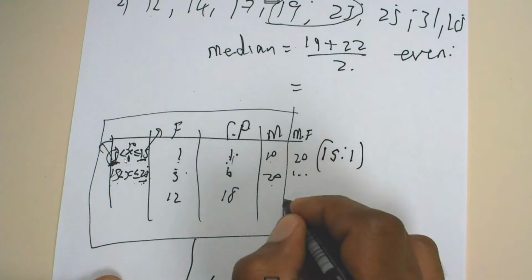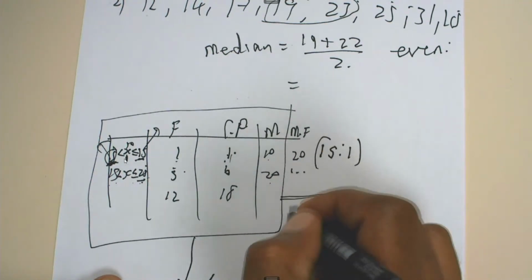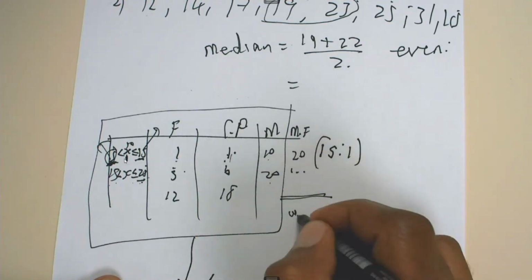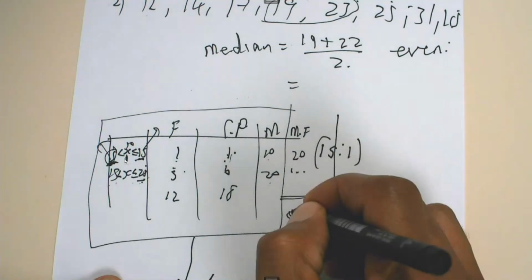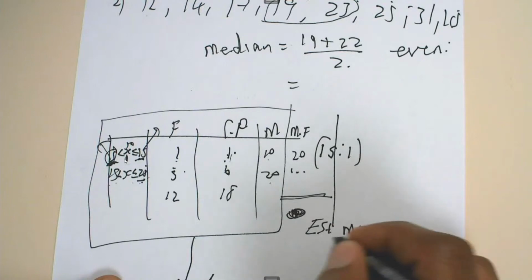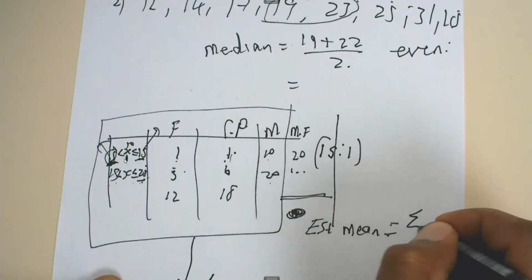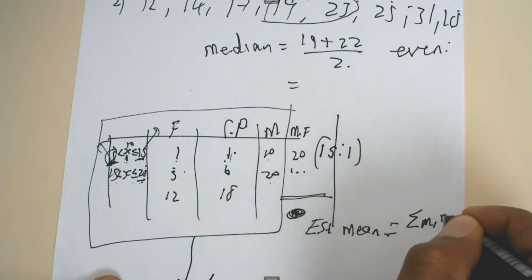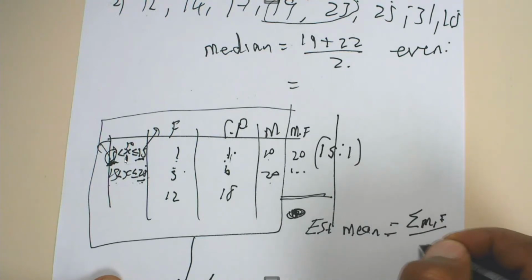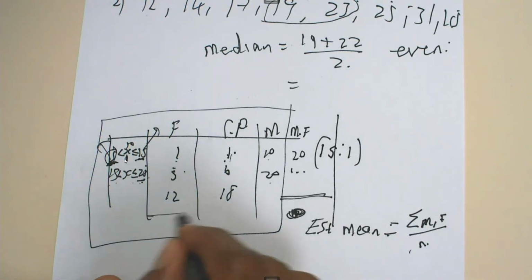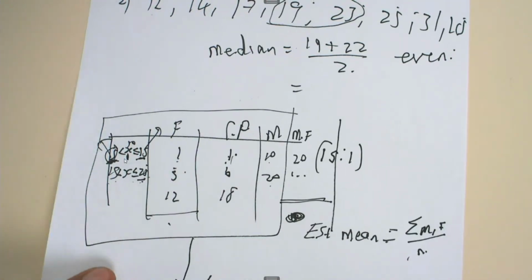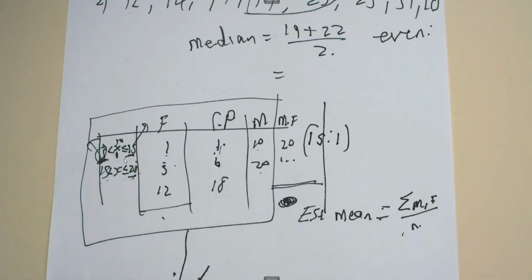Once you're done with everything, now you can add. But the information that we need now is the total number here. It's a sum. Therefore, for me to have the estimated mean, I need the sum of the midpoint multiplied by the frequency, then divided by the total number. The total number that I'm talking about is the total of the frequency column, the cumulative frequency. Please, the two are not the same.